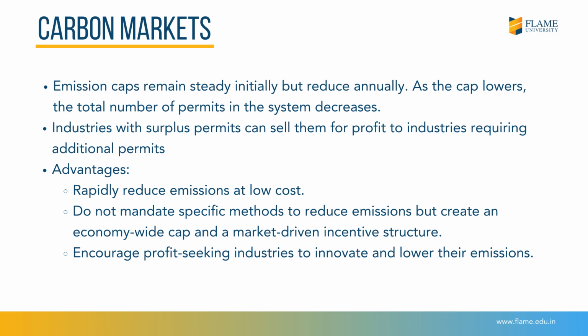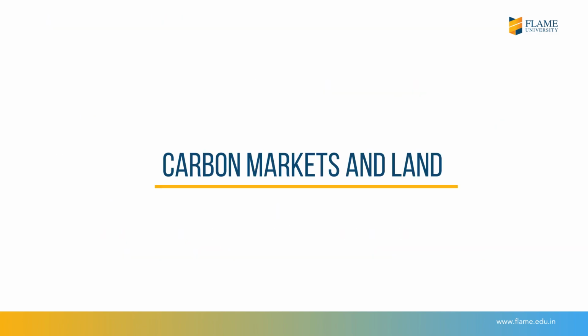They can now sell these excess permits for a profit to industries that are unable to reduce their emissions and end up requiring excess permits. Cap and trade systems have been successful in rapidly reducing carbon emissions at low cost, as they do not specify the exact manner in which emissions should be reduced, but merely impose an economy-wide cap on emissions and create a carbon market in which profit-seeking industries reduce their emissions in order to sell their permits to industries that are not able to do so.